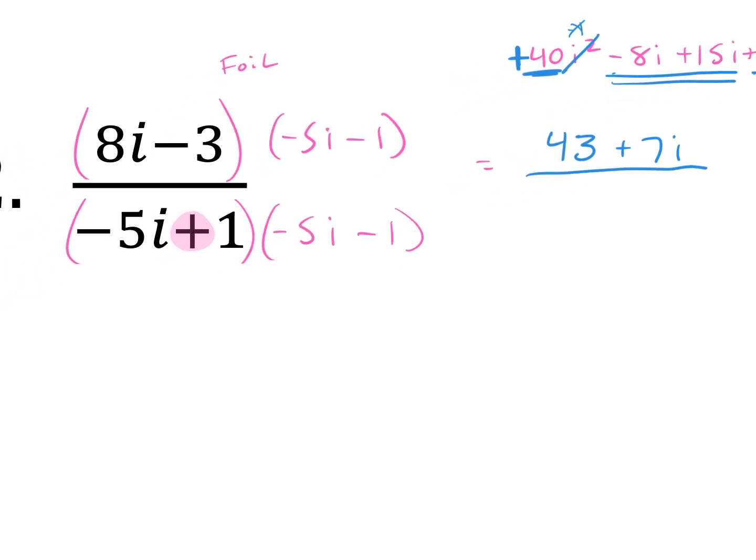On the bottom, you can FOIL it out or you can use your conjugate shortcut. So we have a squared minus b squared. So our a squared would be negative 5i squared minus our b squared would just be 1 squared.